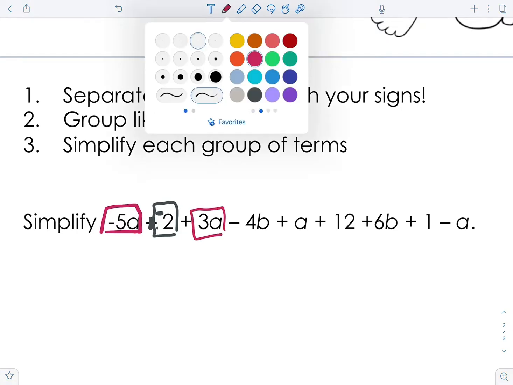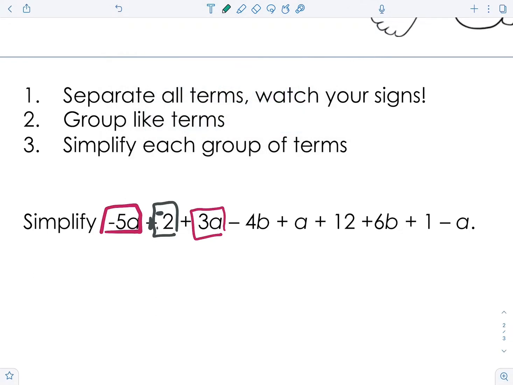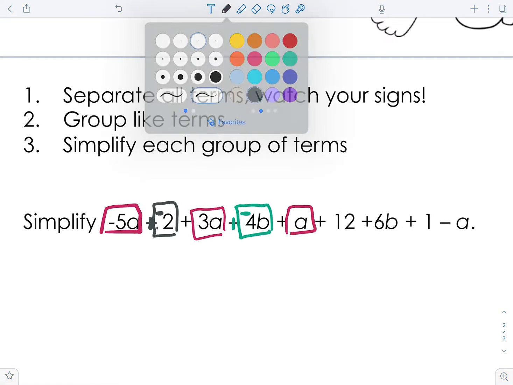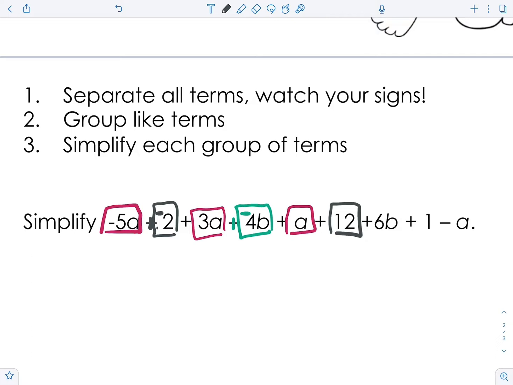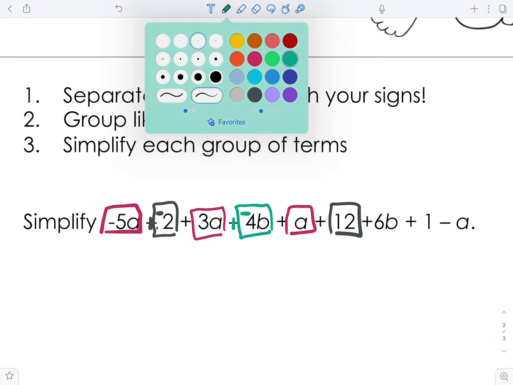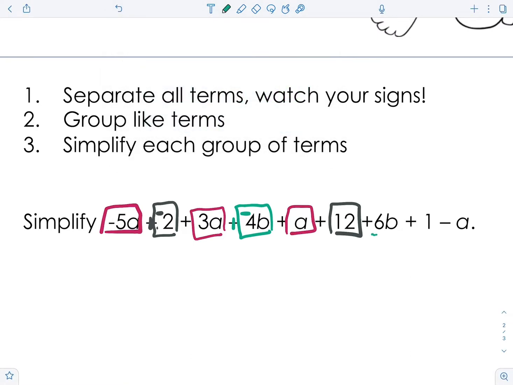The minus 4b, we can change that to plus negative 4b. So that's a term. Plus a is a term. 12 is a term. And plus 6b is a term. We're not done. There's plus 1. So 1 is a term. And our final term is, it says minus a, but we can change that to plus negative a. So negative a is a term.